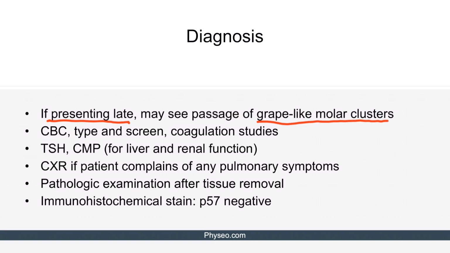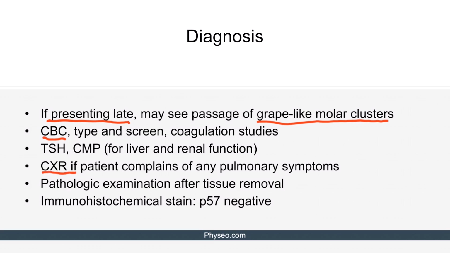After diagnosing the mole, other labs should be obtained. A CBC, type and screen, and coagulation studies will be important for potential complications of treating the molar pregnancy, such as hemorrhage or RH sensitization. A TSH level and a comprehensive metabolic panel should also be obtained to determine if the complete molar pregnancy has had any effect on other organ systems throughout the body.